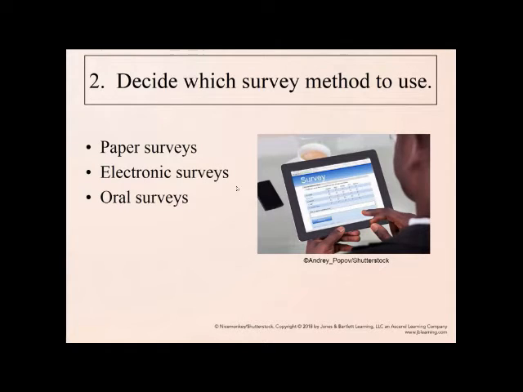Next, it's important to consider which survey method you want to use. Your choices are paper, electronic, and oral surveys. Paper surveys are like the course evaluations that you complete in college. Paper surveys can also be mailed to people, but unfortunately they're very easy to ignore, so you may not get a large response.